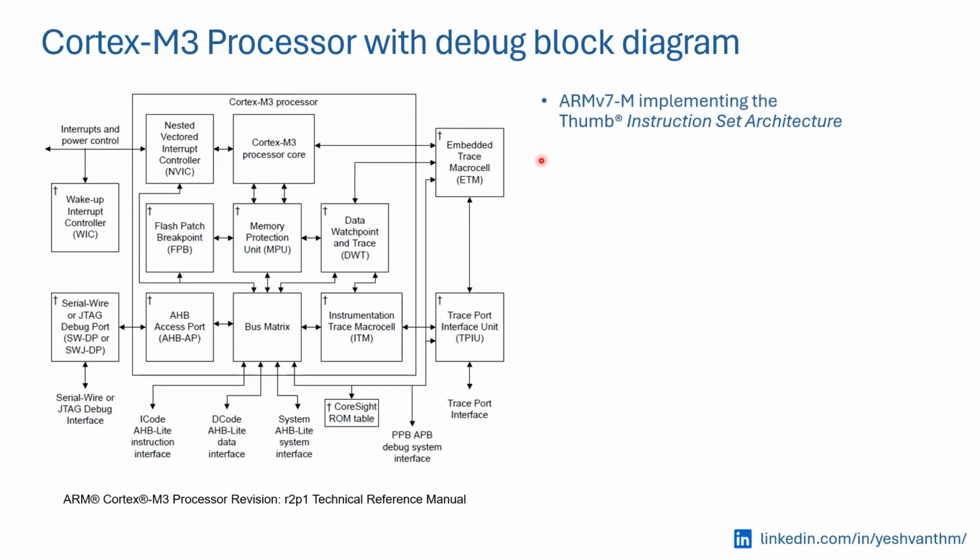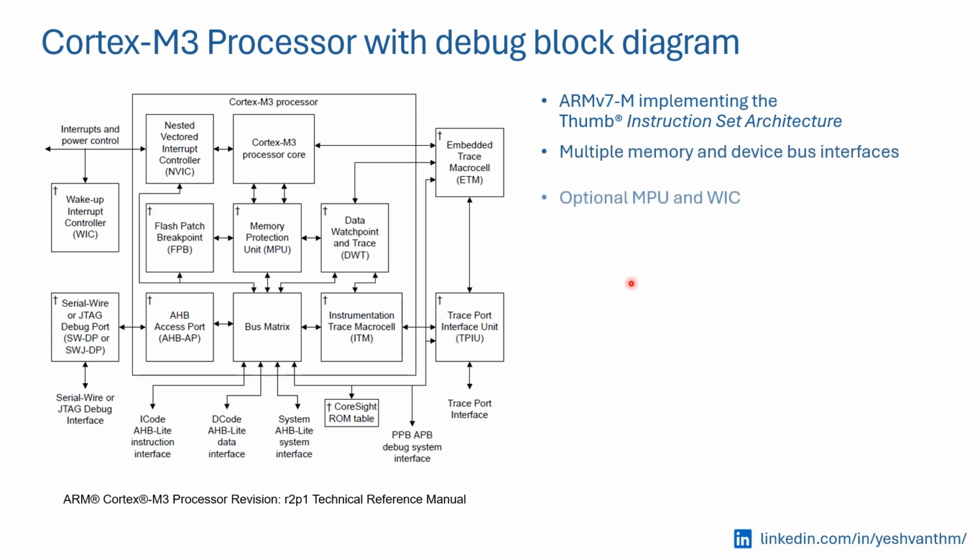The ARM Cortex-M3 is based on the ARMv7-M implementing the Thumb instruction set architecture. There's a separate I-code and D-code bus so that a literal data cache can be added on the D-code bus, so that the literal data could be read even if the instruction fetch is stalled due to a wait state in the memory. At the time when the Cortex-M3 processor was designed, the flash memory was pretty slow, and hence when the instruction fetch is stalled, the data could be read from the literal data cache.